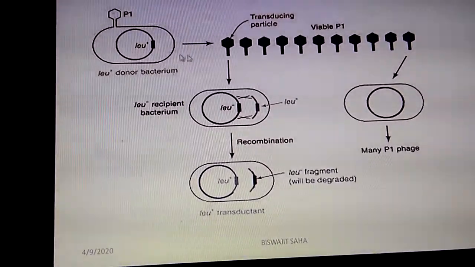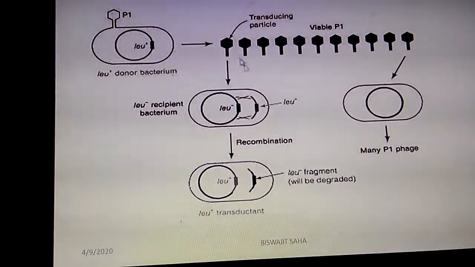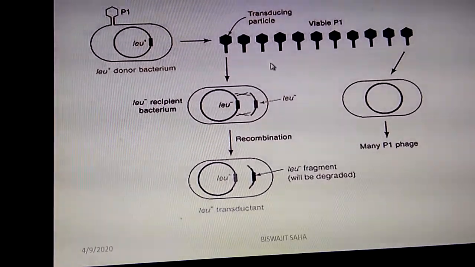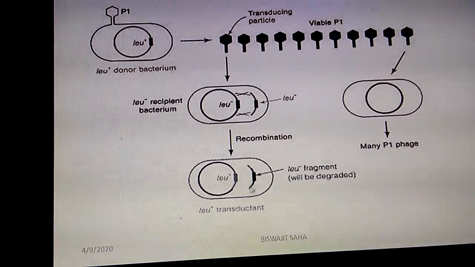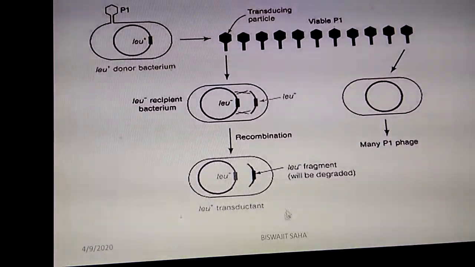About one particle per 10 to the power 3 progeny will be a transducing particle, and the idea is that about 1 out of 10 to the power 6 progeny bacteria will be a leu plus transductant.